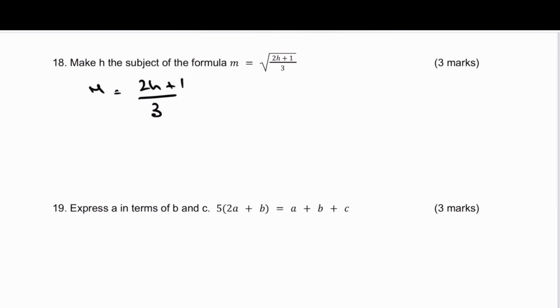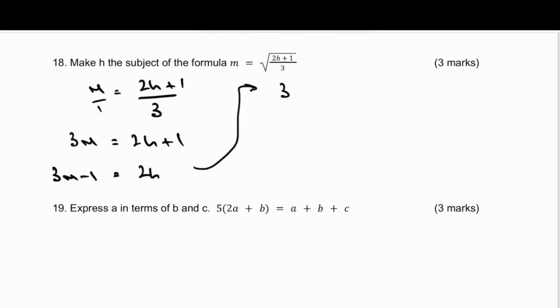So therefore I've got two fractions equal to each other. I can write that if you want as m over 1, but basically I'm going to get 3m equals 2h plus 1. If I minus 1 from both sides, I'm going to get 2h equals 3m minus 1, and then I'm going to divide through by 2. So if I divide through by 2, I'm going to get (3m minus 1) all divided by 2 equals h, which is the answer to question number 18.